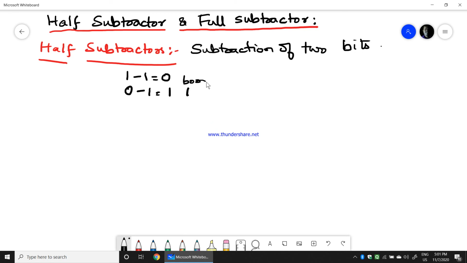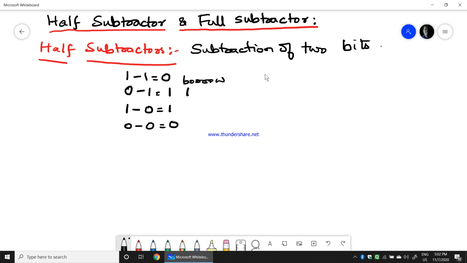So you get a borrow for 0 minus 1 when you're subtracting 0, which is the lesser number, from a greater number; you get 1 as the difference and 1 borrow. And when I subtract 1 minus 0, you get 1 difference, whereas when I subtract 0 minus 0, I get 0.